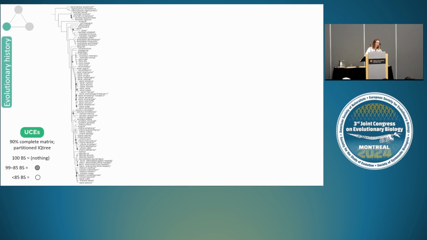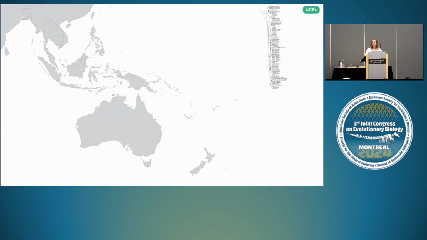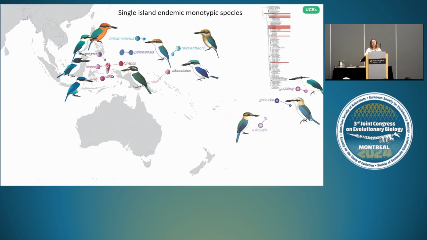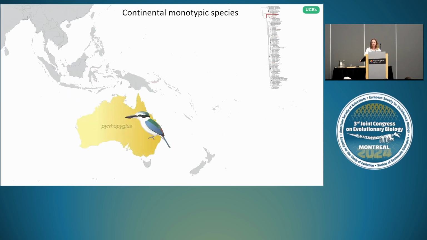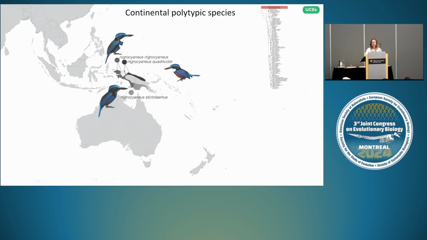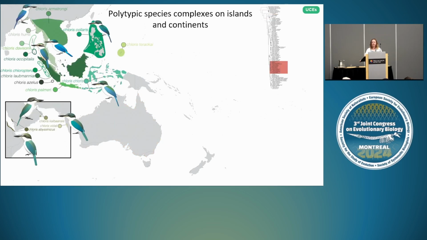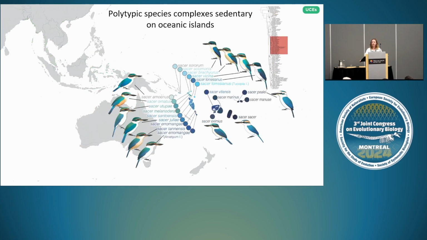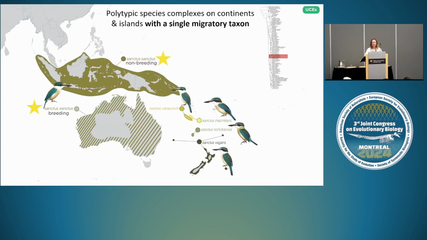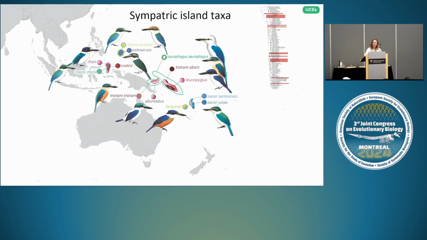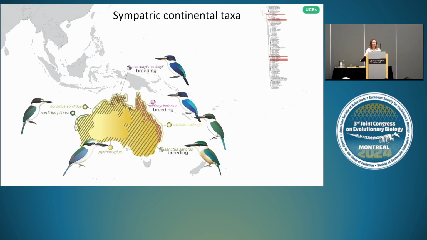But instead of talking about the relationships, which I could do for days, some biogeographic themes in this tree include single island endemic species, continental species with no geographic variation or substantial geographic variation, geographic variation within a complex found on islands and continents, or only on islands. Moreover, there's variation in migratory behavior within species complexes. For example, one being migratory and the rest in the species complex being endemic to single islands. And finally, we have cases of sympatry on islands and also on continents.